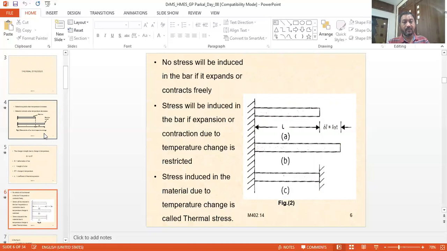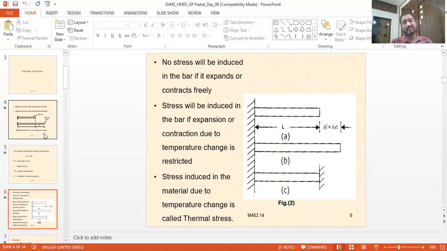In the present case, we are considering only the increase in temperature, so it expands. Now, the same bar is shown in three figures, that is figure 2, A, B, and C. Figure A is the initial bar having a length L at normal condition, and figure B is the view of the bar at the elevated temperature, at the increased final temperature.